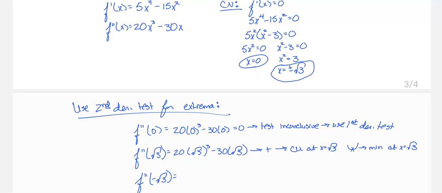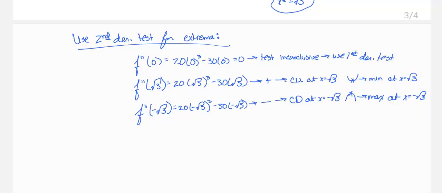And then we're going to do the same thing here with the negative square root of 3. We have 20 times negative square root of 3 cubed minus 30 times negative square root of 3. I'm going to plug that in. I'm doing that off screen. And I ended up with a negative 51 and some change, which means this graph is concave down. And since it's concave down at negative square root of 3, it looks like this, which means we have to have a maximum at x equals negative square root of 3. Now we're going to compare that with the first derivative test.